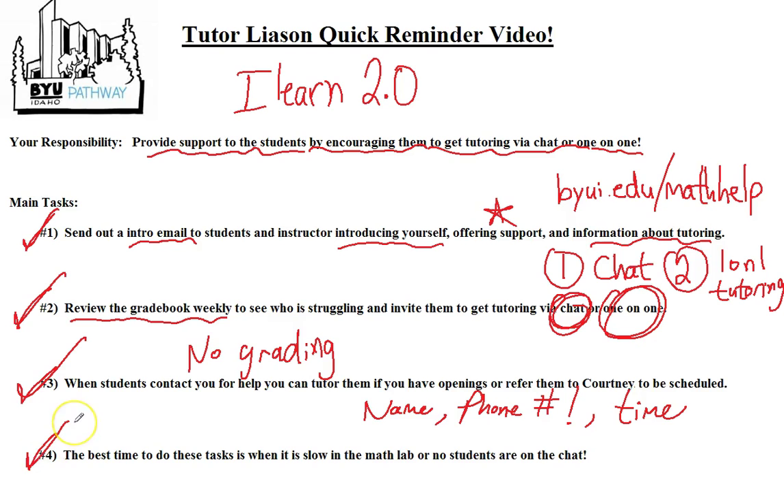So some of you might say, "Oh, I have no time. When am I going to do this?" The best time to do these tasks are when the math lab is slow, or when there's no students in the chat. So if you have an online hour and you have nothing to do, then this might be something great for you to do during that time. And we would hope that you would get involved. You are getting a raise as a tutor liaison, and so we would expect you to do a little extra work during your off time.